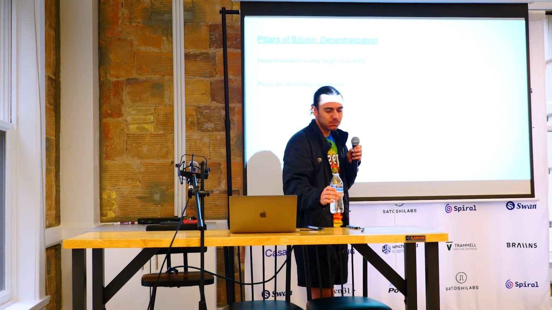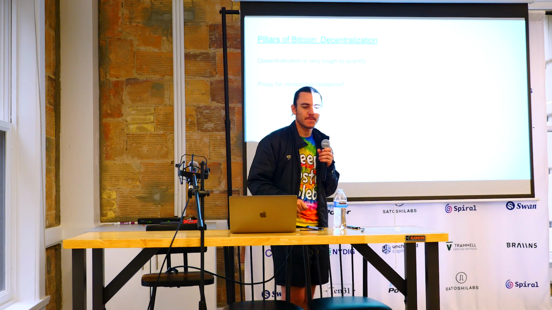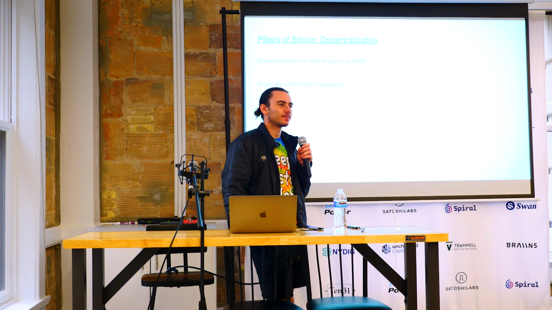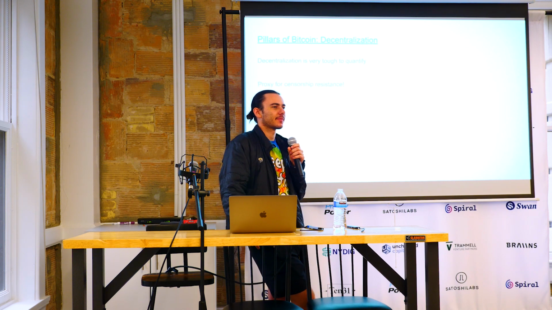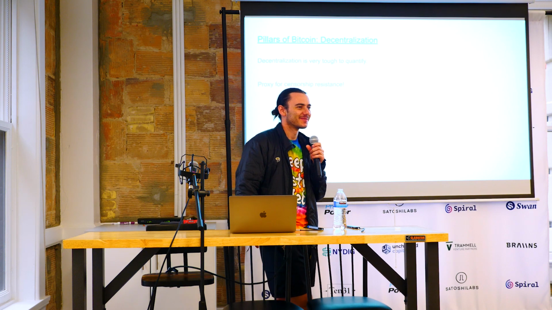But for Lightning, you have to lock up funds, and that has some Sybil resistance. Obviously, one person can run multiple ones, but it kind of narrows it down a little bit, which I think is kind of like a proof of stake system. I legitimately believe that is a proof of stake system.